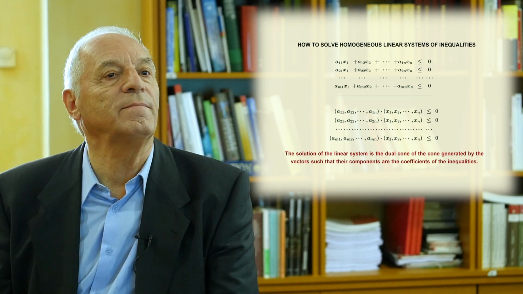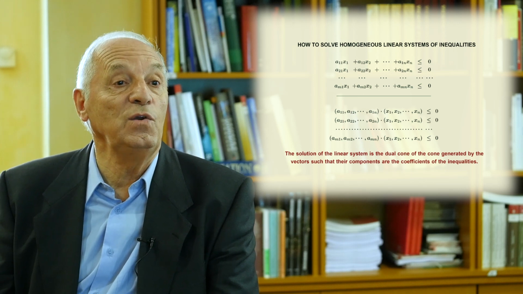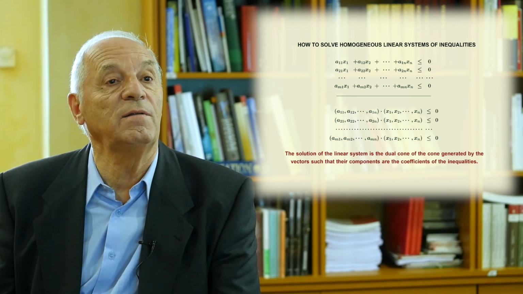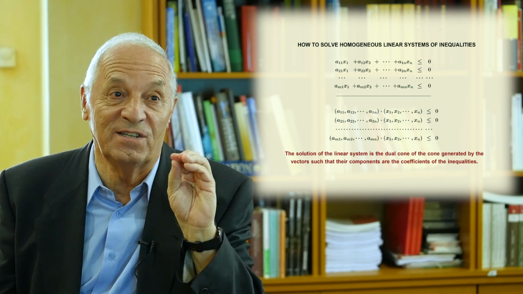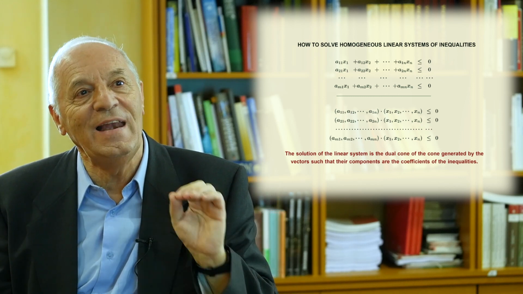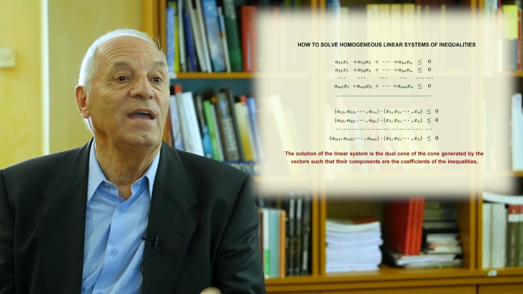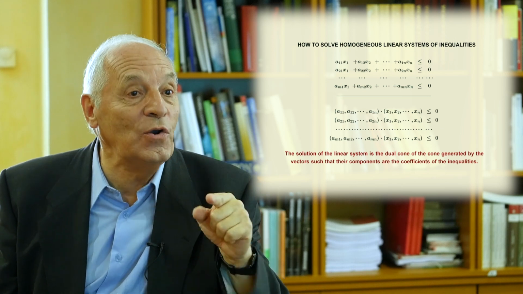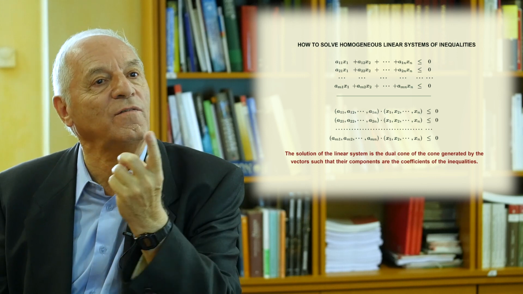coefficients of the system. So the interesting thing is that this new way of seeing the system of inequalities tells us that the solution of that system is a cone, which is very important. The solution of any linear system of inequalities is a cone. And second, it tells us that it is the dual cone of the cone generated by the row vectors or coefficients of this system. And that is a very important thing.